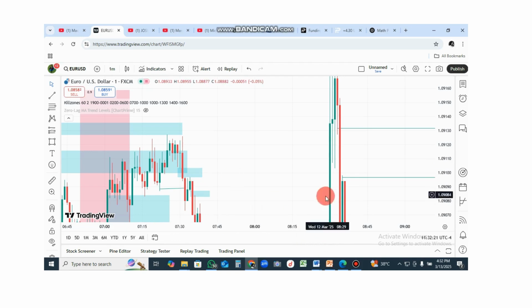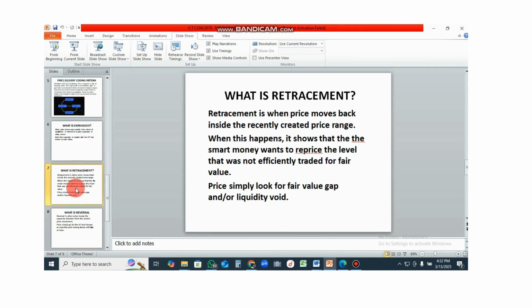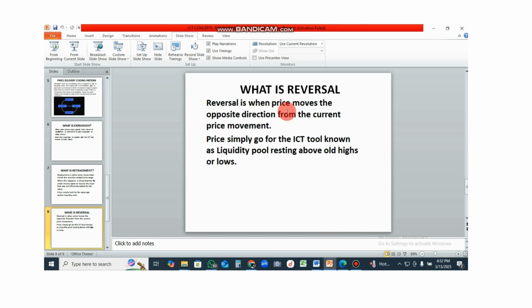All right, so the next is what is reversal? I've talked about retracement. Reversal is when price moves in the opposite direction from the current price movement. Let me quickly explain that with my chart.